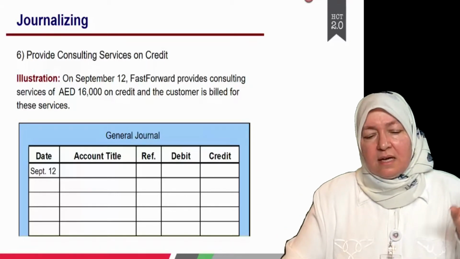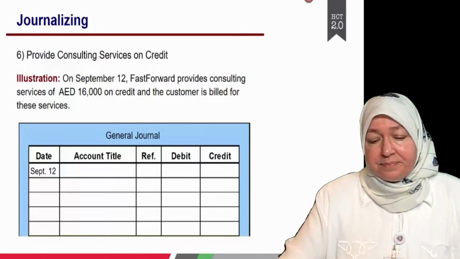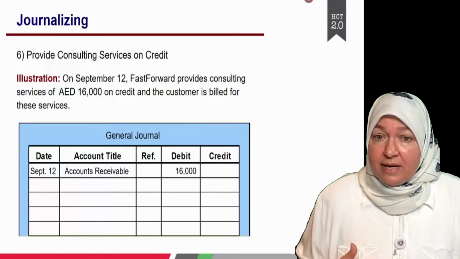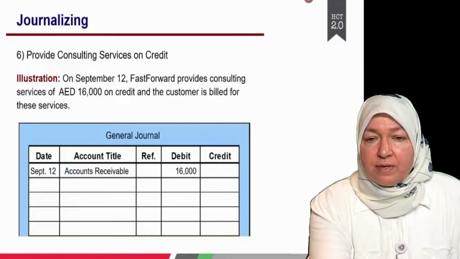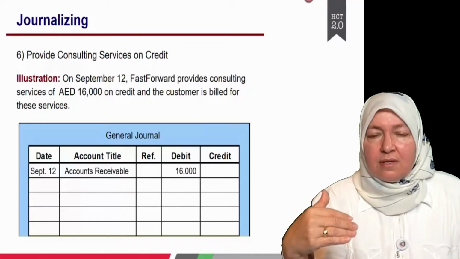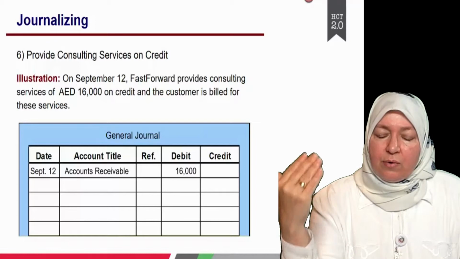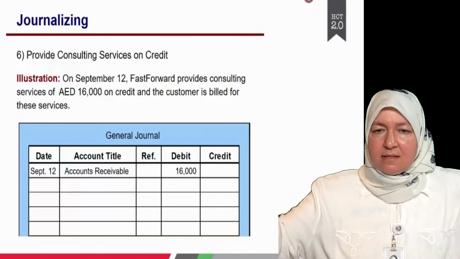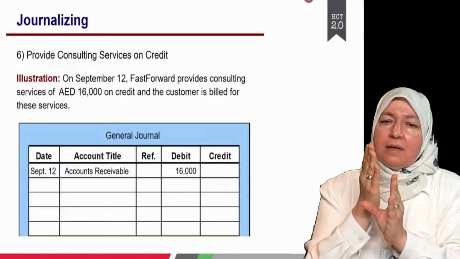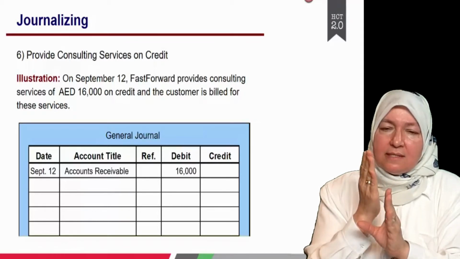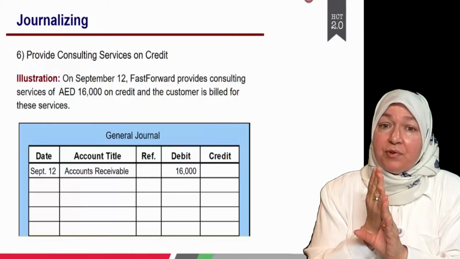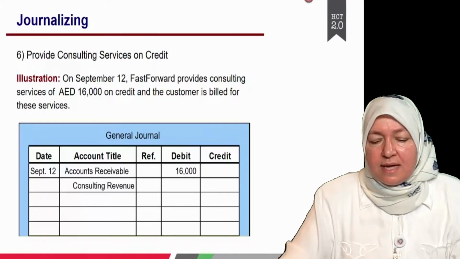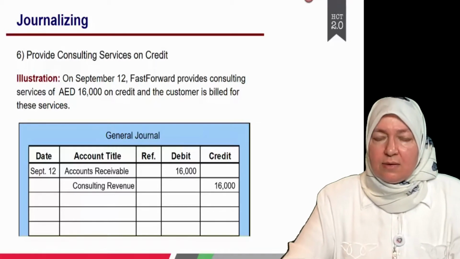So we have consulting services, it's revenue, so we'll put it in credit. And the debit side is, we didn't collect it in cash, so we are going to collect it. So we have here customers. The customers, we call them accounts receivable because they are not the owners and we are going to receive it in the future. Accounts receivable, it's our right, so it's an asset. Debit side, we have debit normal balance, and since it's debit normal balance and it's increasing, we will put it in debit. So accounts receivable, debit 16,000, and consulting revenue 16,000 credit.